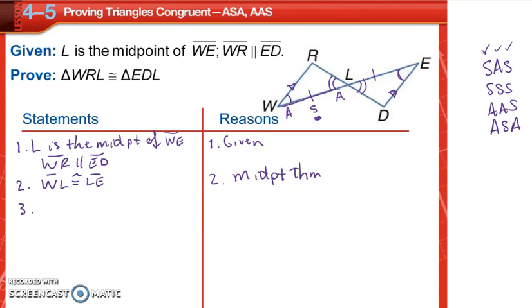Okay, then the next thing is, so that's one of our sides, right? A side of a triangle. So the angle in the middle at angle L, where the L is, we know that angle RLW is congruent to angle ELD. So that's the vertical angle theorem. So that gives us the angle.